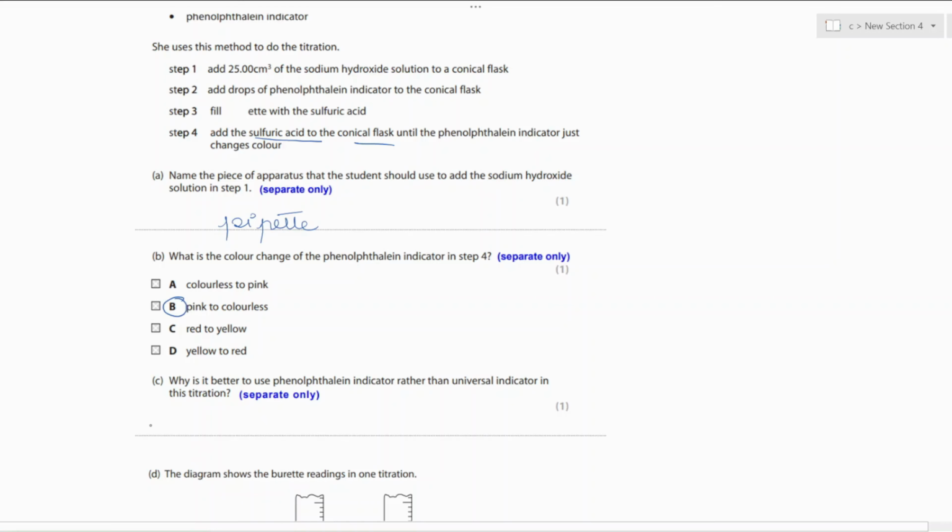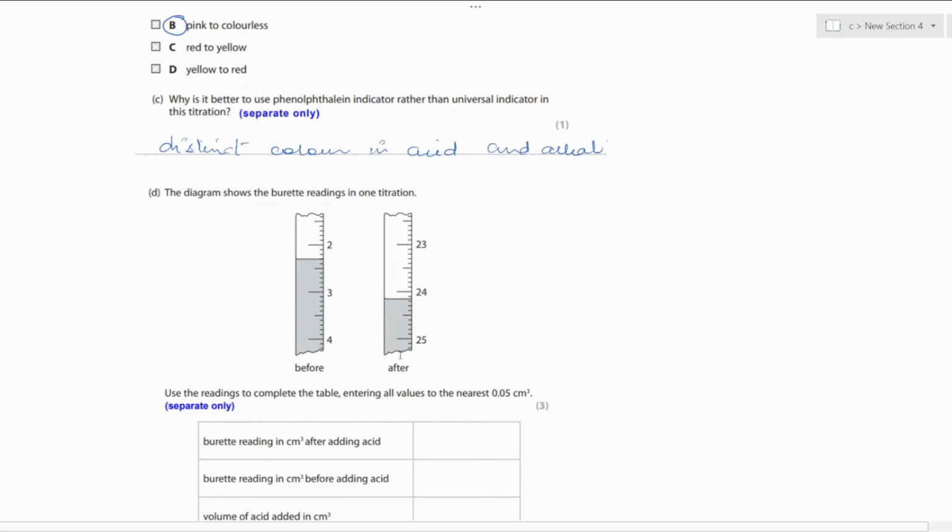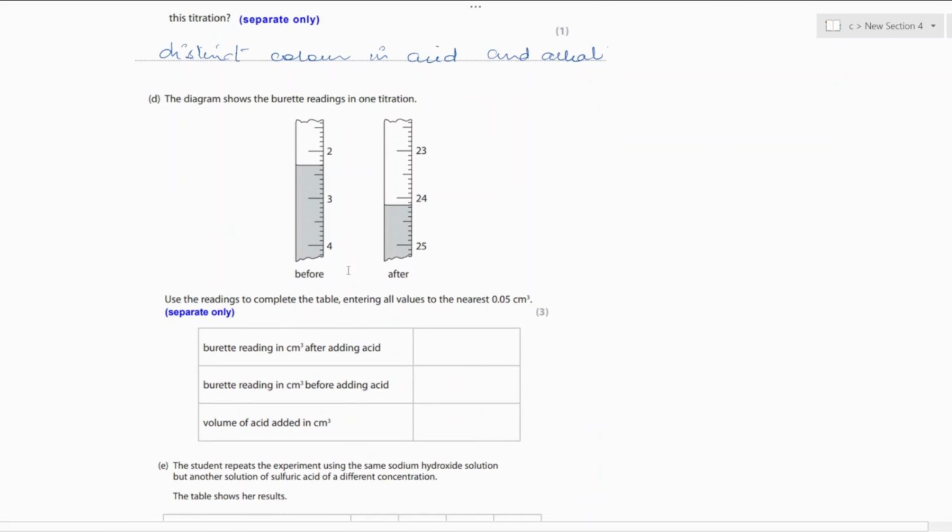Good. It has more distinct colors in acid and alkaline. Okay, a reading is shown on the burette. It's a before and it's after. So how much volume is used?